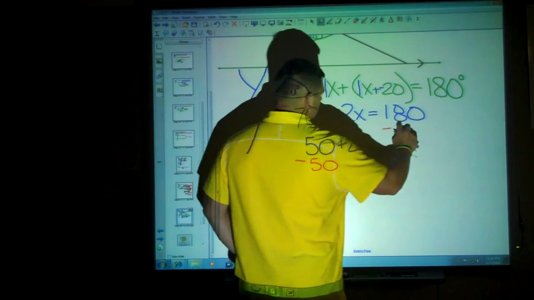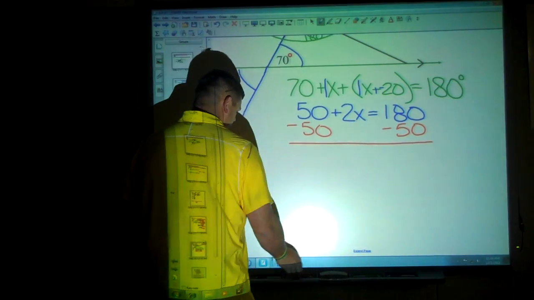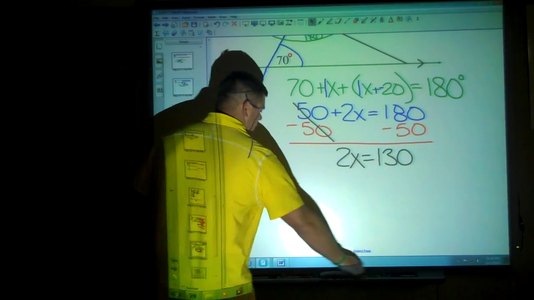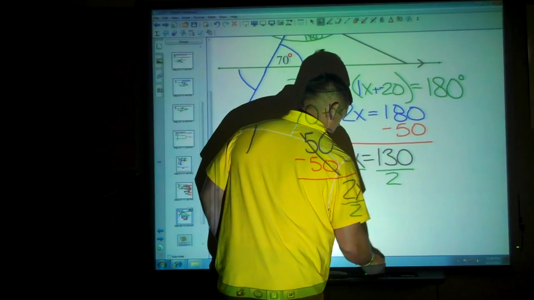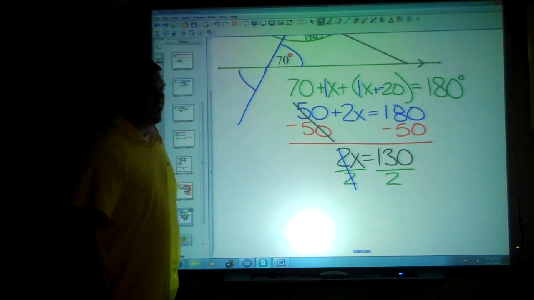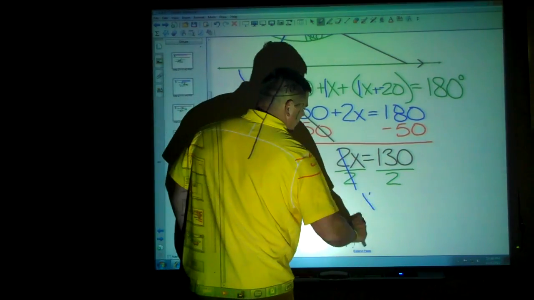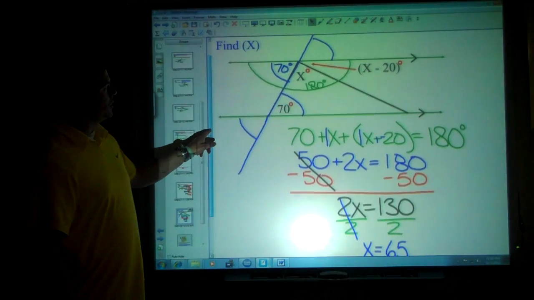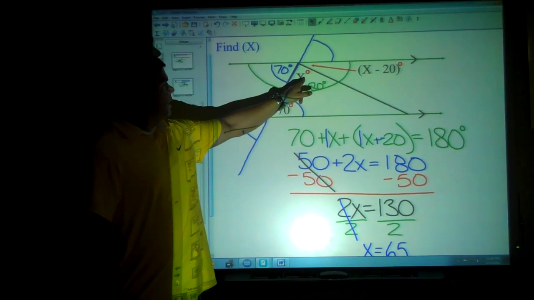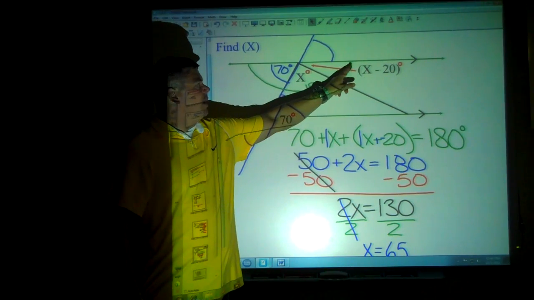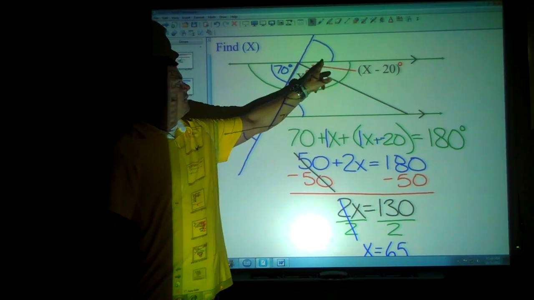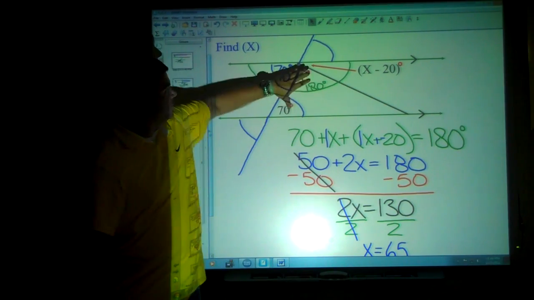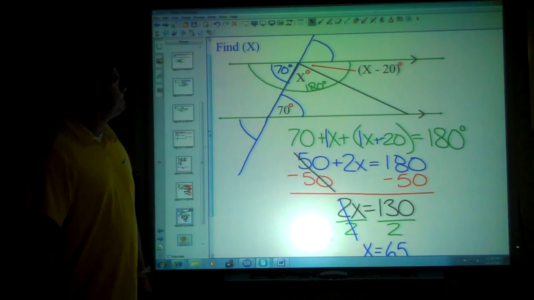I subtract 50. And I get 2x equals 130, which means I'm only one step away. Divide by 2. Half of 120 is 60. Half of the extra 10 would be 5, so x is 65. And in fact, that 65 is a measurement right here that would be a degrees. If I put 65 up there, 65 minus 20 is 45. 65 and 45 together makes 110. 110 plus 70 would make the 180 for these being interior consecutive angles. All right?